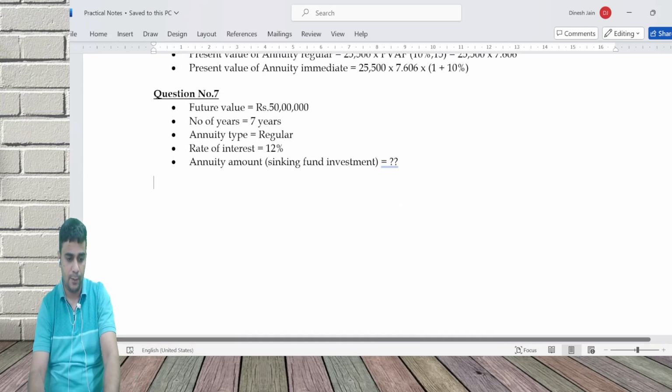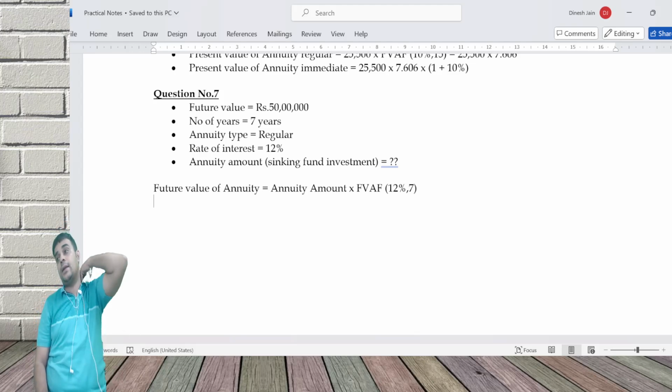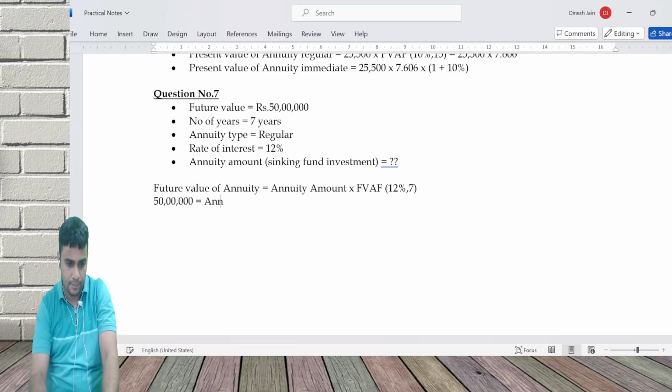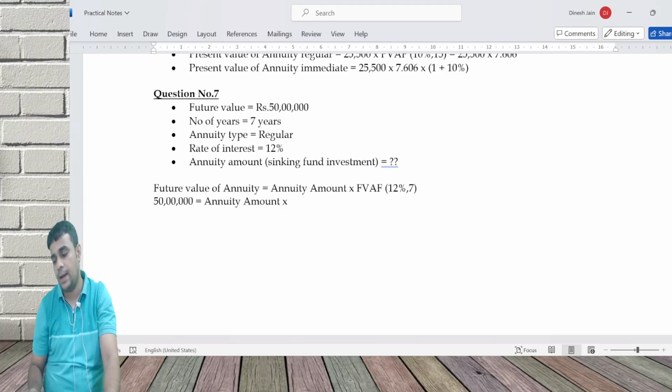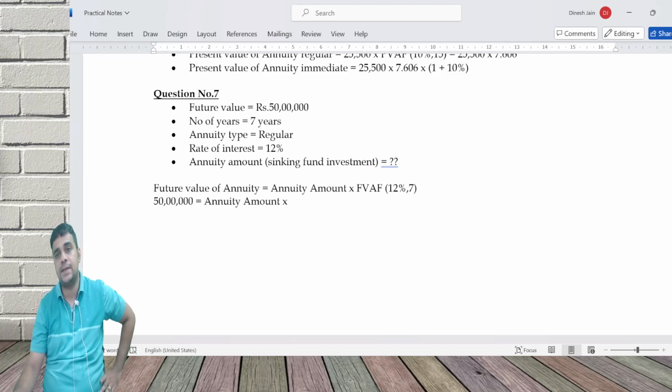Right below this, future value of annuity is equal to annuity amount into FVAF in bracket 12% comma 7. This is an annuity regular. If it's an annuity immediate, add into 1 plus R there. Add into 1 plus R. Get me the annuity factor, 12%, comma 7.